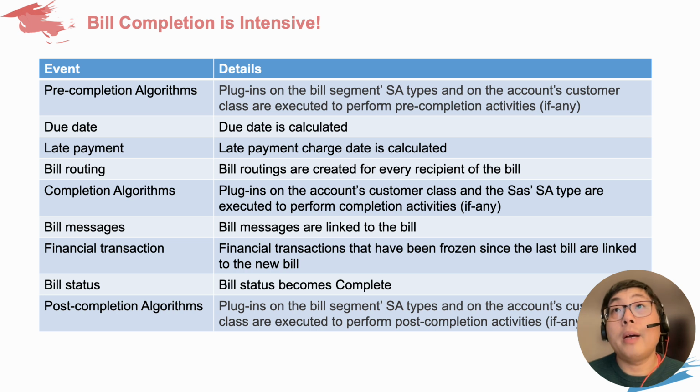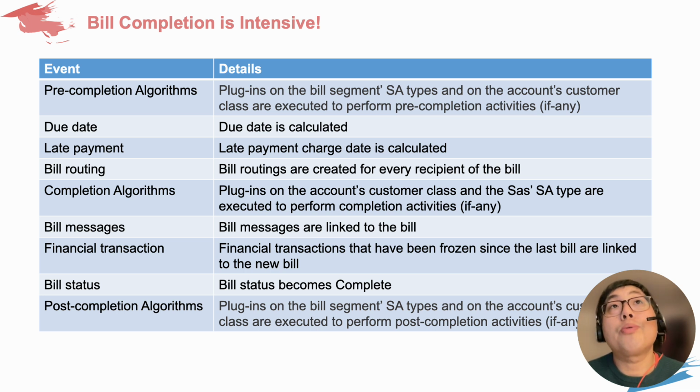What I want to point out here is the list of important events which happen at the bill completion. We will definitely expand on these in the next few videos to look at what is happening at each stage and what you can do at each stage. People say billing is complex. A lot of the complexity is happening over here.